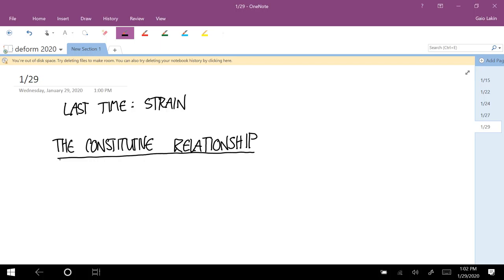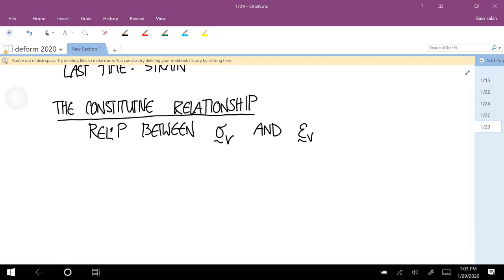Constitutive is like the material's constitution, how the material is constituted, and it describes the relationship between stress and strain. So the relationship between the Voigt stress and the Voigt strain. So remember that we're doing sort of a 3D version of Hooke's law.